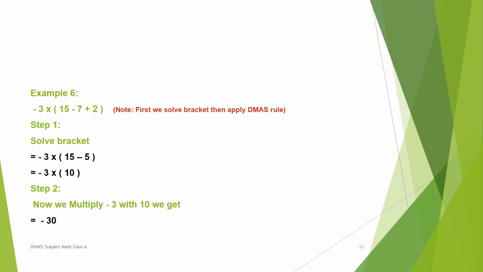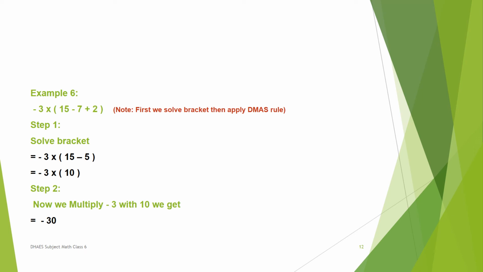Example 6 is about multiplication and how we solve this multiplication by using the DMAS rule. In the DMAS rule we have the following steps: divide, multiplication, addition and subtraction. DMAS means divide, multiplication, addition and subtraction. Before applying this, first we solve brackets. In example 6 the question is minus 3 multiply bracket 15 minus 7 plus 2.